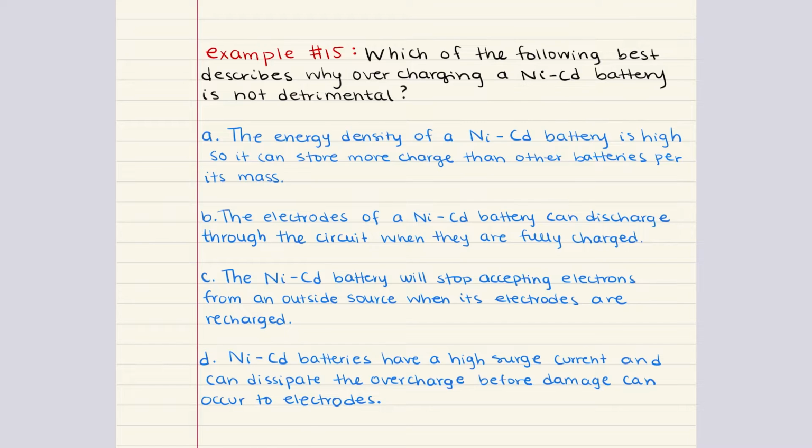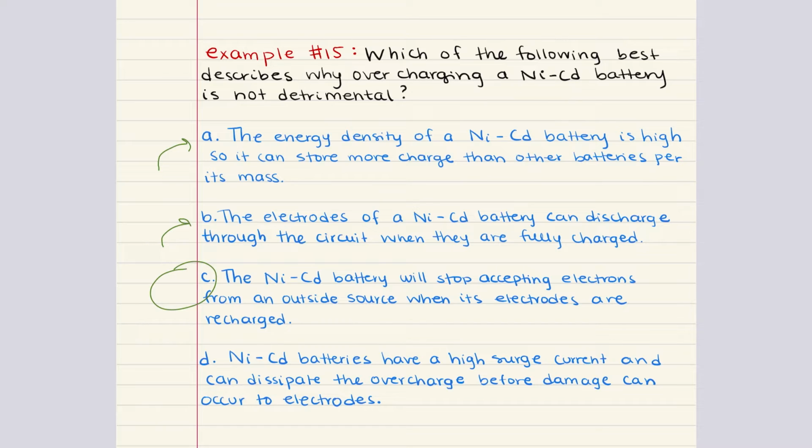Now, answer choices A and B are both true statements, but they fail to explain why overcharging the battery is not a problem with nickel-cadmium batteries. Answer choice C is correct. It's going to stop accepting electrons from an outside source when its electrodes are recharged. This is why overcharging the nickel-cadmium battery is not detrimental.